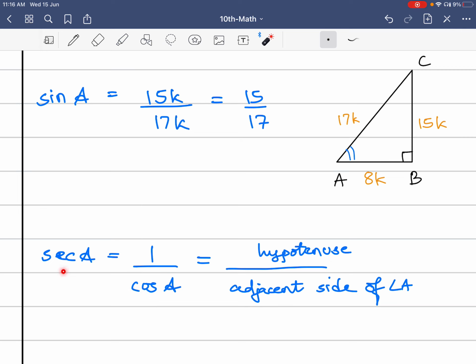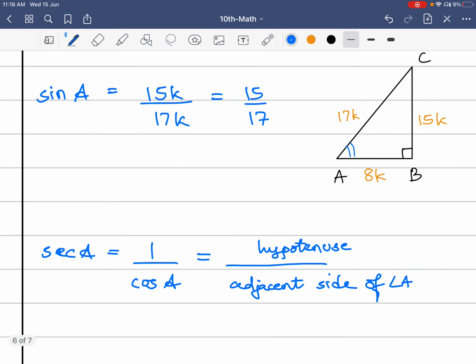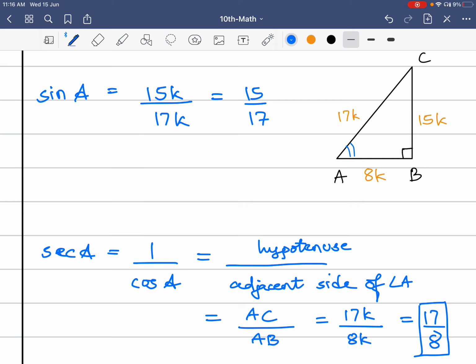Okay, so our sec A is equal to hypotenuse divided by adjacent side of angle A. So that is equal to, our hypotenuse is AC, the whole divided by adjacent side of A is AB, but AC is equal to 17K and AB is equal to 8K, and that is equal to 17 by 8. So this becomes our value of sec of A, and this becomes our value of sine of A.